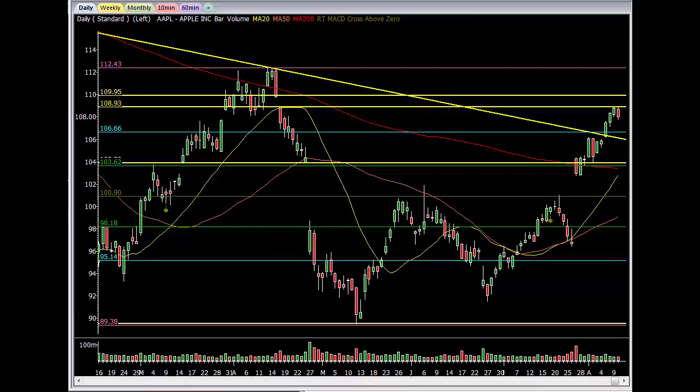Today we're going to look at Apple on the daily, weekly, monthly time frame using technical analysis. So daily chart, still bullish, breaking out from earnings, nice gap up, got above the 200 moving averages. Now we got above this trend line and we're starting to make a move.